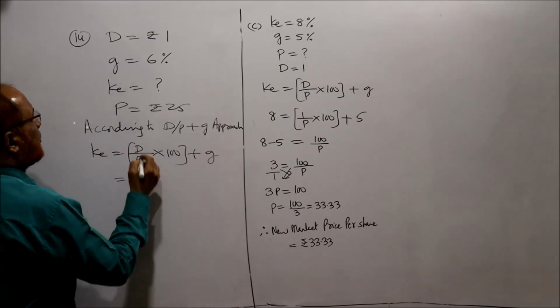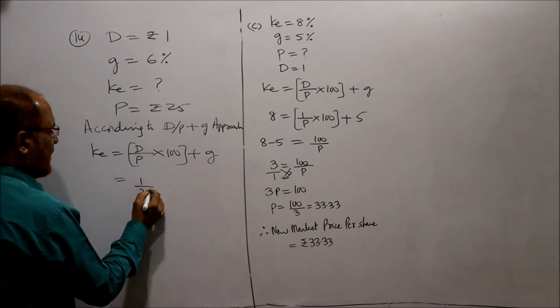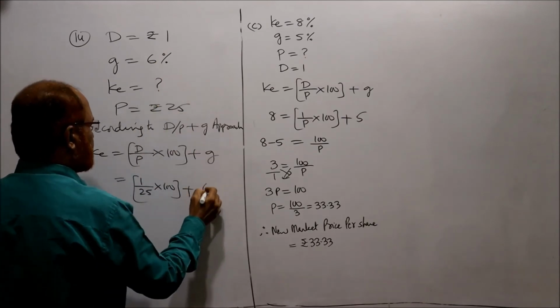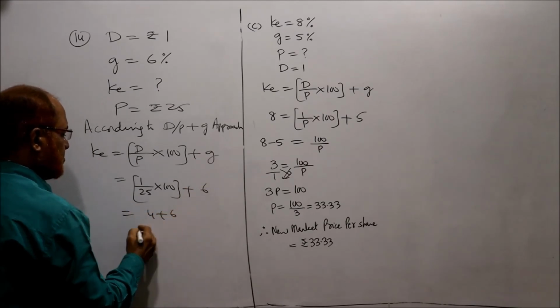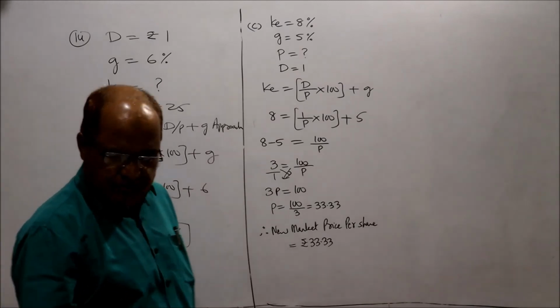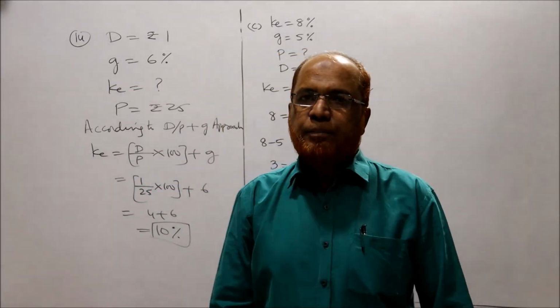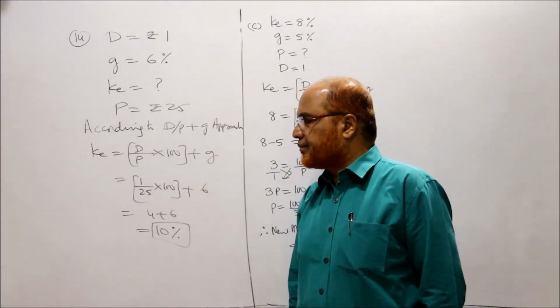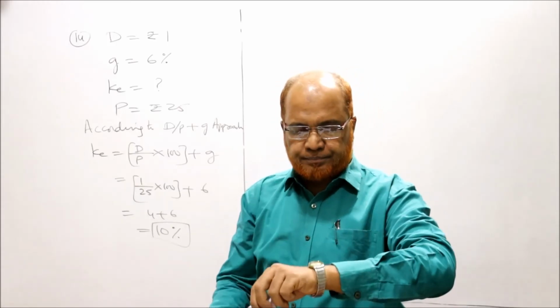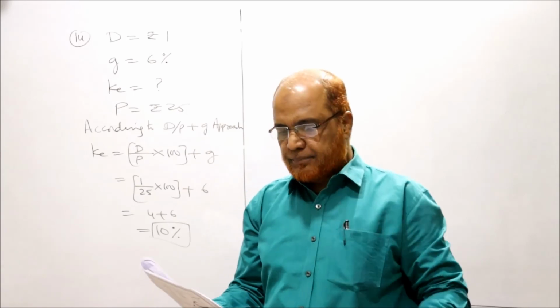Dividend per share is 1 rupee. Market price per share is 25. Plus growth rate is 6. 10%. 10% is the cost of equity. 15th problem. Problem number 15.